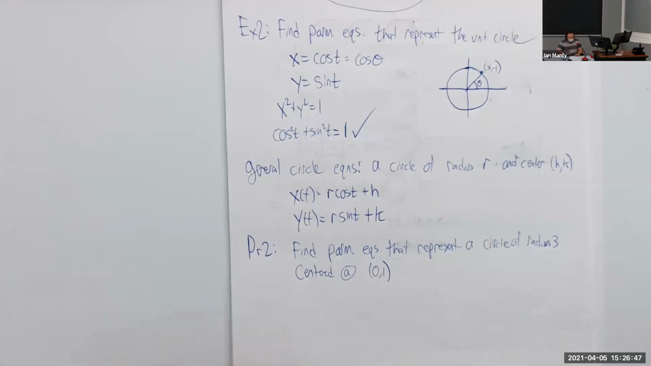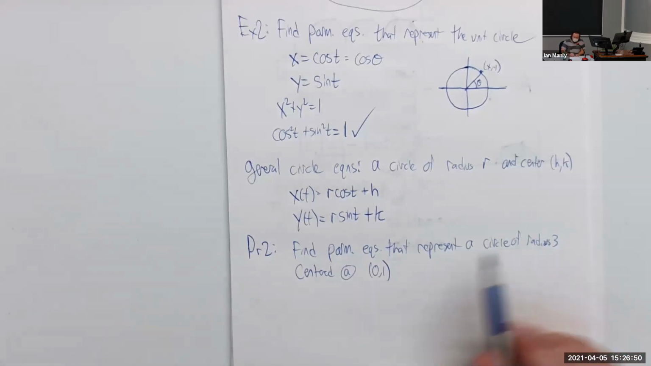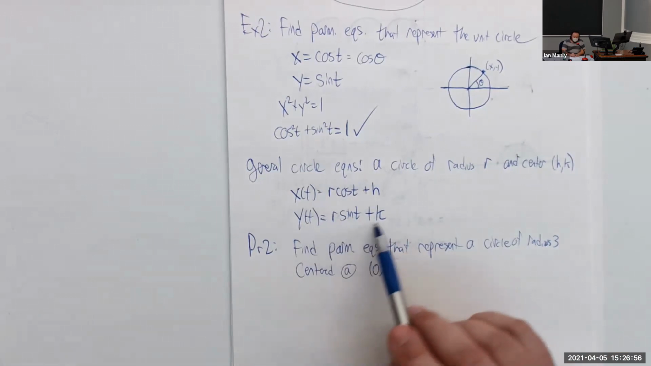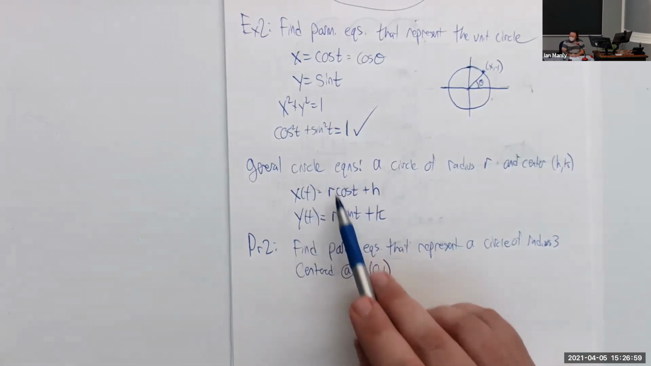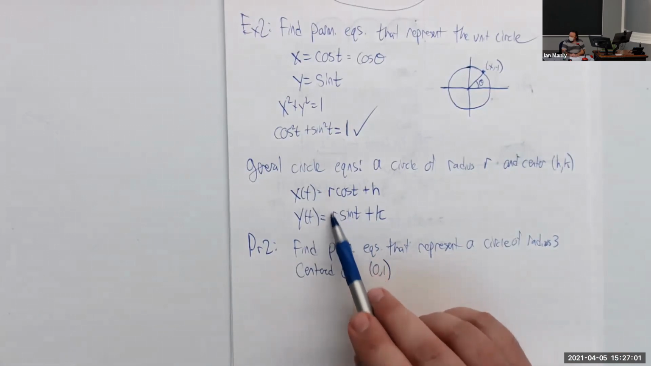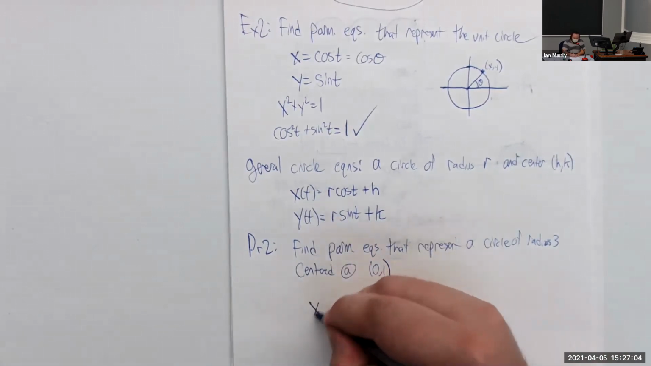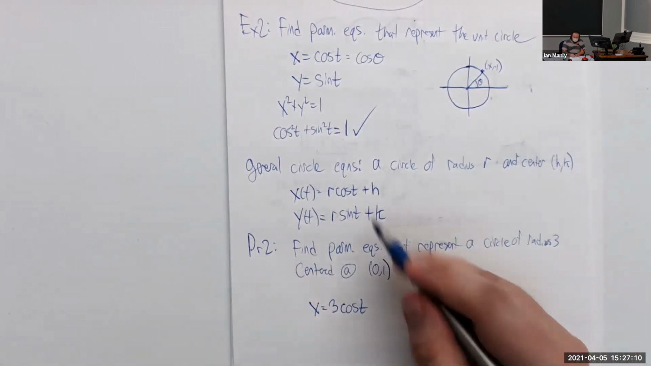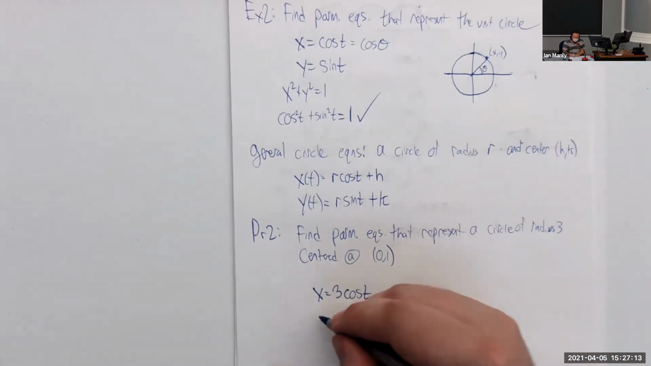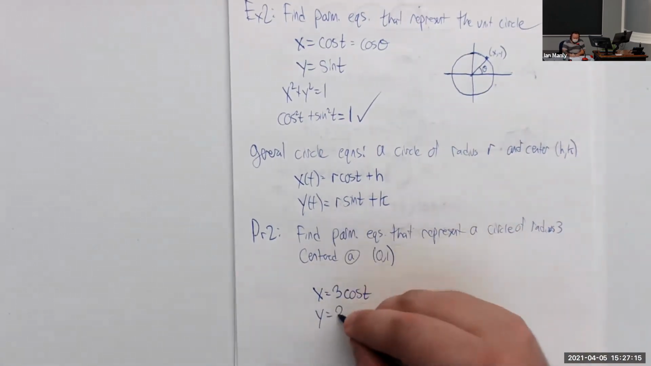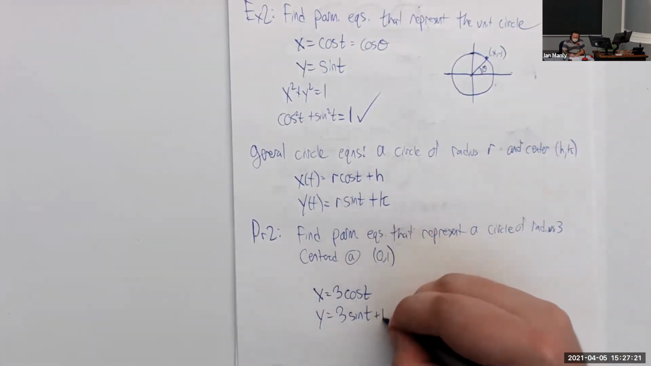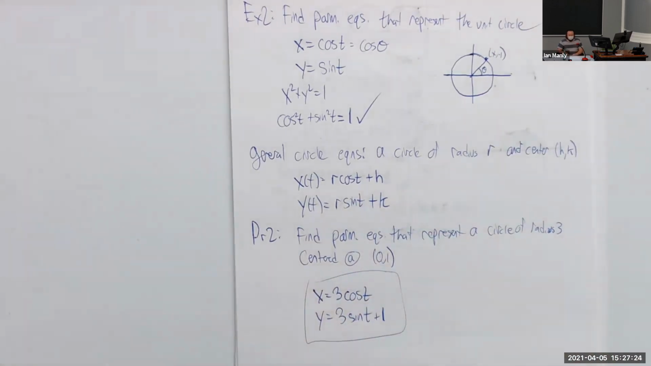All right, let's take a look at this. So find parametric equations that represent a circle of radius 3 centered at the point 0, 1. All we need to do is literally follow this formula right up here. So what's r going to be right here? We have x is 3 cosine of t, and then our h coordinate is going to be 0. So we just have 3 cosine of t. And then for y, our radius is 3. We have sine of t, and then we have k right here, which is 1. So there we go. These are our parametric equations for the circle of radius 3.